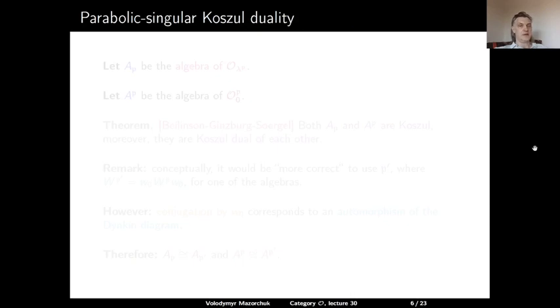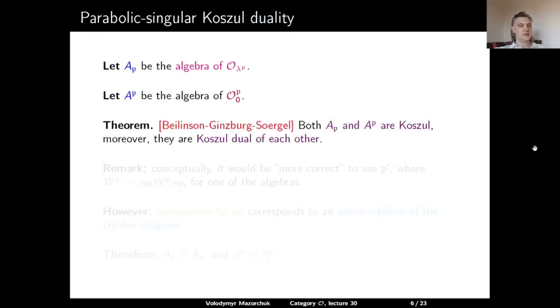Now we are ready to formulate the parabolic-singular Koszul duality. So let A_p be the algebra of the singular block, and let A^p be the algebra of the parabolic block corresponding to p. Theorem by Beilinson, Ginzburg, and Soergel: both algebras A_p and A^p are Koszul. Moreover, they are Koszul dual to each other.